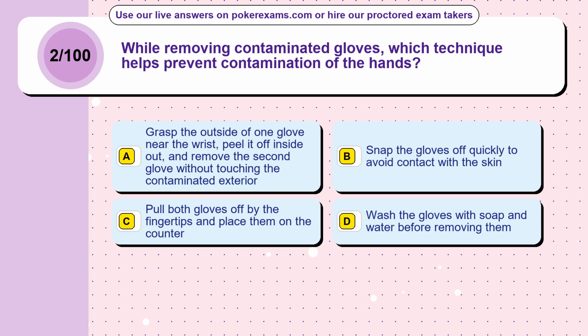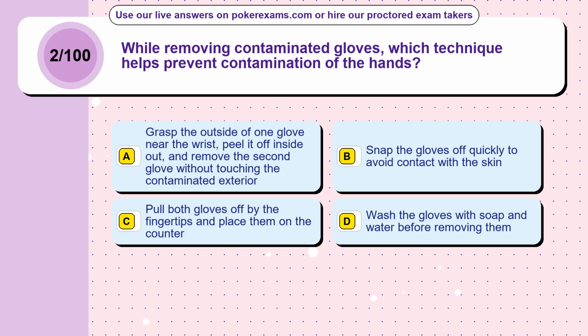Question 2. While removing contaminated gloves, which technique helps prevent contamination of the hands? Option A, grasp the outside of one glove near the wrist, peel it off inside out, and remove the second glove without touching the contaminated exterior.